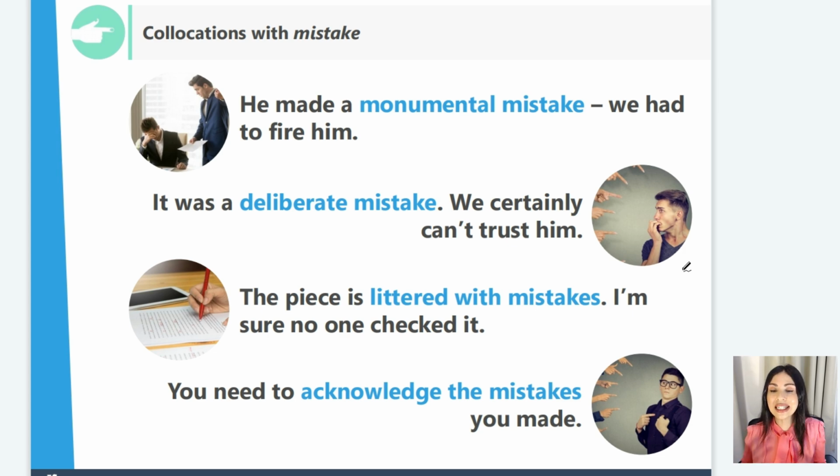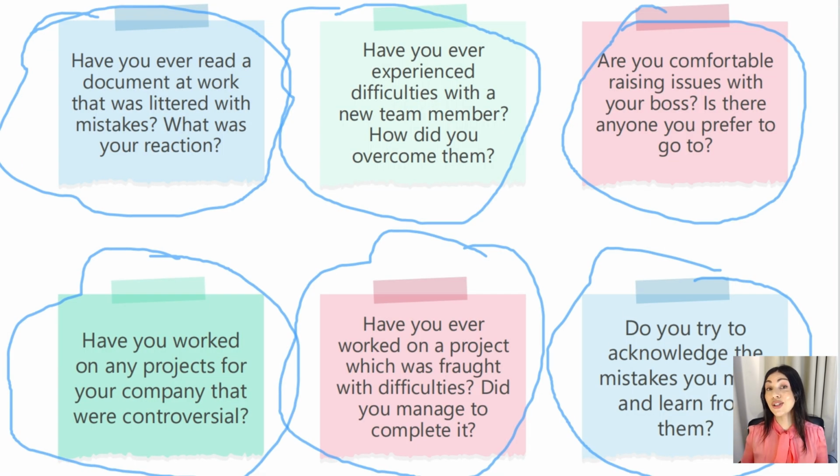The piece is littered with mistakes. I'm sure no one checked it. You need to acknowledge the mistakes you made. Try answering these 6 questions. You should be able to answer these questions using the collocations with difficulty and mistakes that we covered earlier.